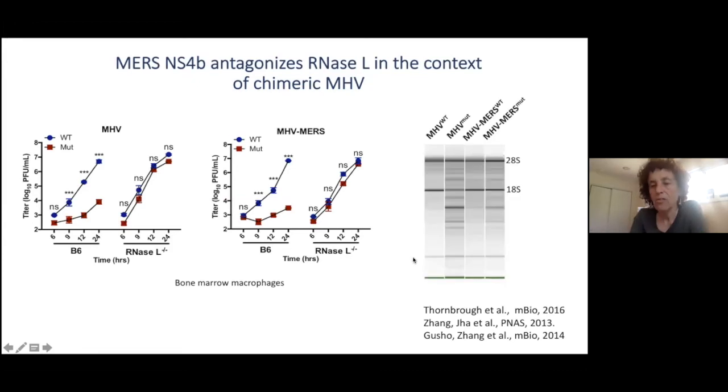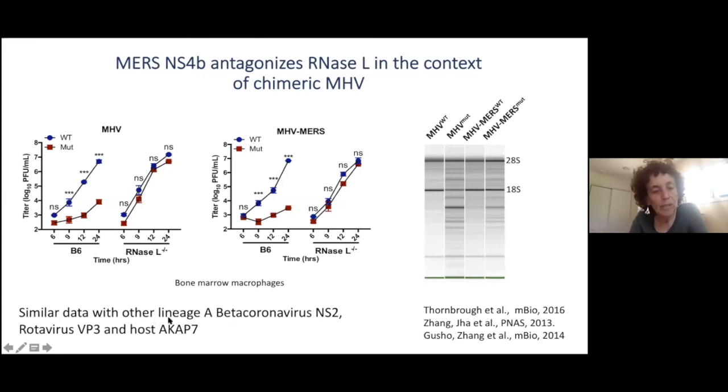And here we can see on a gel assay that the MERS wild type NS4B protein protects the cell from activation of RNase L, whereas the mutant MERS protein does not. So clearly this NS4B protein, although expressed primarily in the nucleus, is able to antagonize RNase L and rescue virus replication. We had similar data. We could actually express all the other lineage A betacoronavirus NS2s, for example, OC43. We could also express rotavirus VP3, which is also a phosphodiesterase, and host AKAP7 phosphodiesterase within this backbone of mutant MHV, and each one of them could rescue replication. So all of these function as a phosphodiesterase and RNase L antagonist within the context of MHV, both in vitro and also in vivo in the mouse liver.